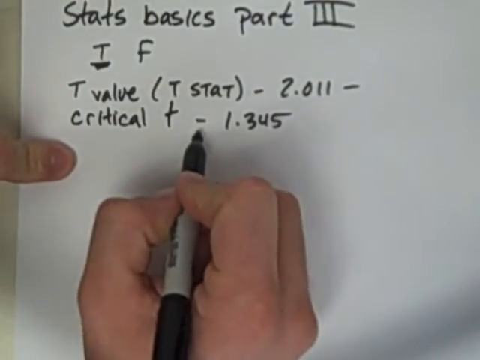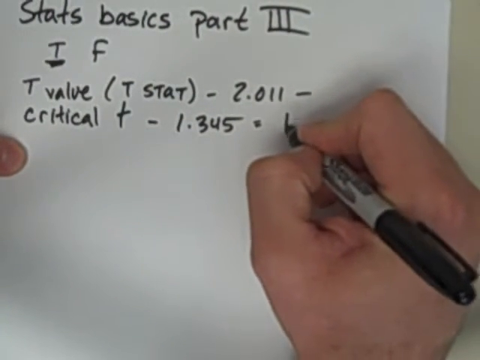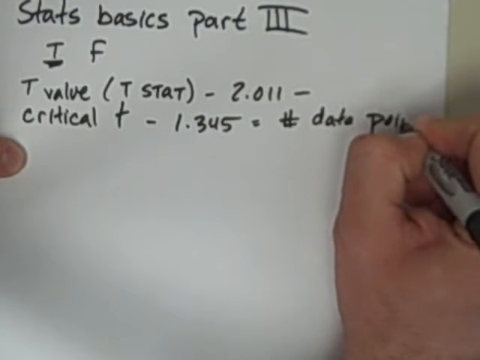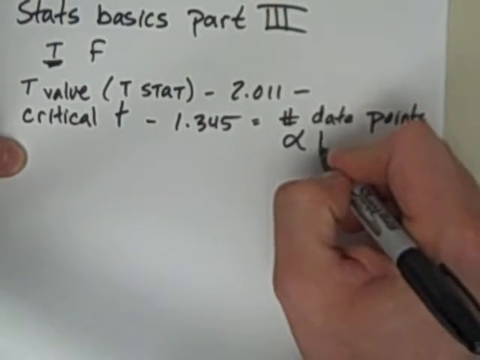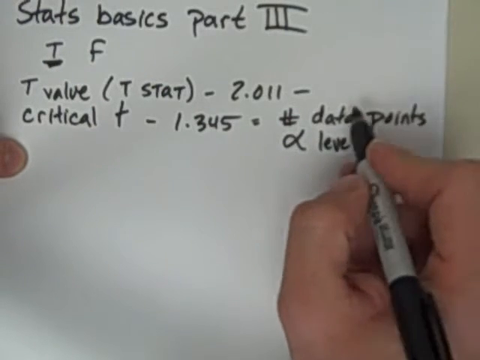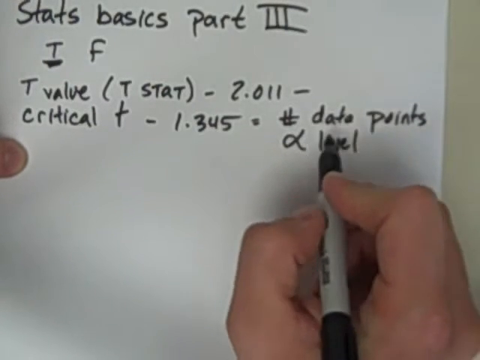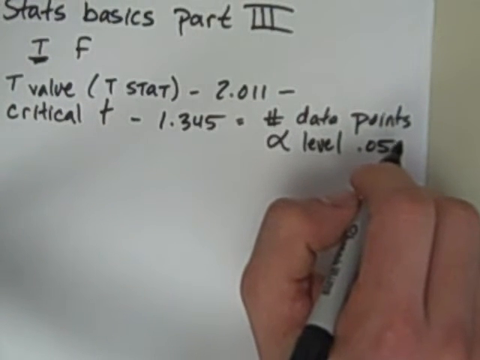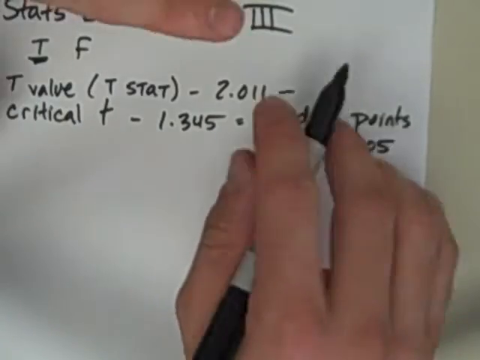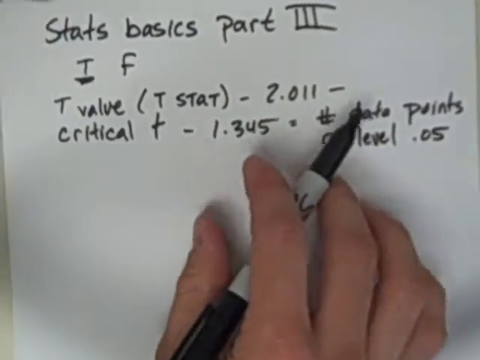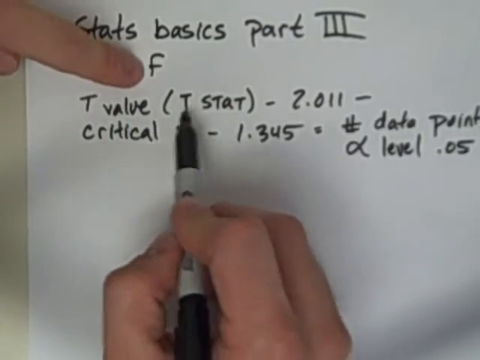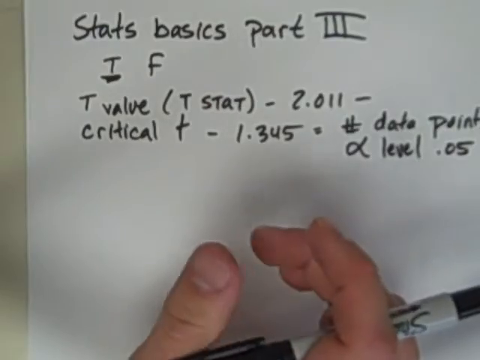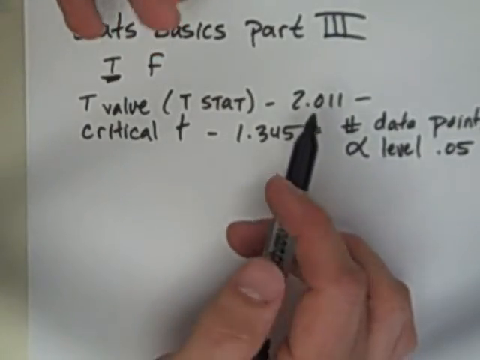Your critical t is basically taking the number of data points that you have and combining that with your alpha level. Or it's basically saying, hey, if I ran 100 tests and I'm going to allow a 5% alpha level, what is that number that I should be getting? Or basically, your critical t is the highest t value that I can get before I know that something other than random chance is causing my differences.